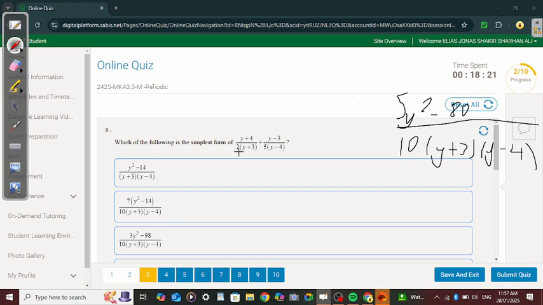Now for the second numerator, let's expand 2y + 3. 2 multiplied by y is going to be 2y. 2 multiplied by 3 is going to be 6. 2y + 6. So 2y + 6 multiplied by y − 3.